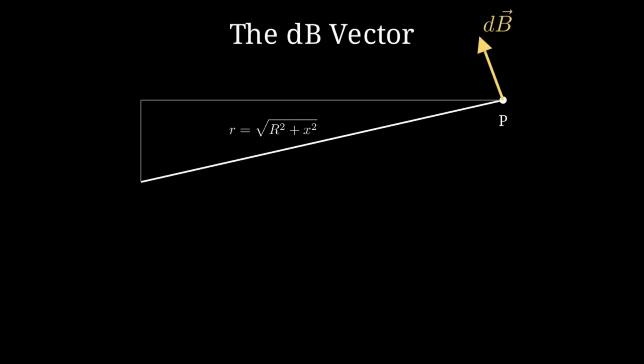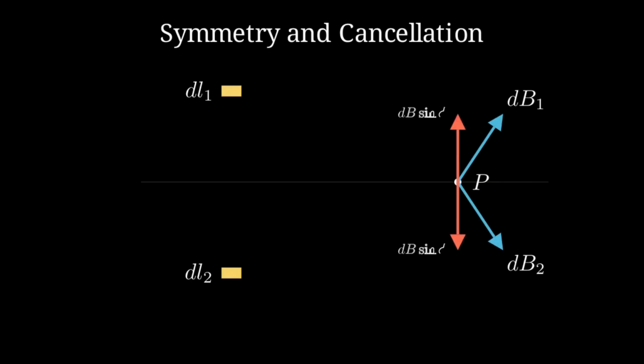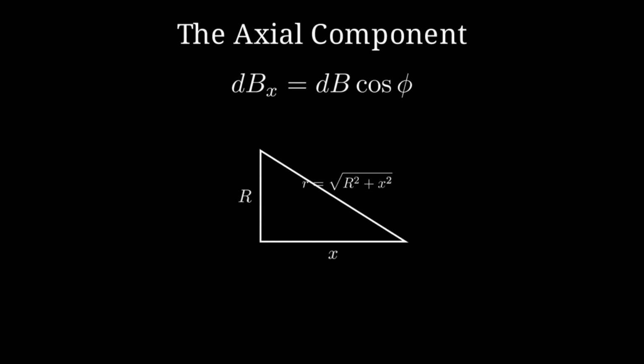The magnetic field vector dB produced by a top element dl is perpendicular to the line connecting the element to point P. This vector can be resolved into two components, one along the axis and one perpendicular to it. Notice the symmetry. For every element on the loop, there is an opposite element. Their perpendicular components cancel each other out perfectly, meaning we only need to sum the components that lie along the central x-axis. The net magnetic field is the integral of the axial component, dB times cosine of phi.